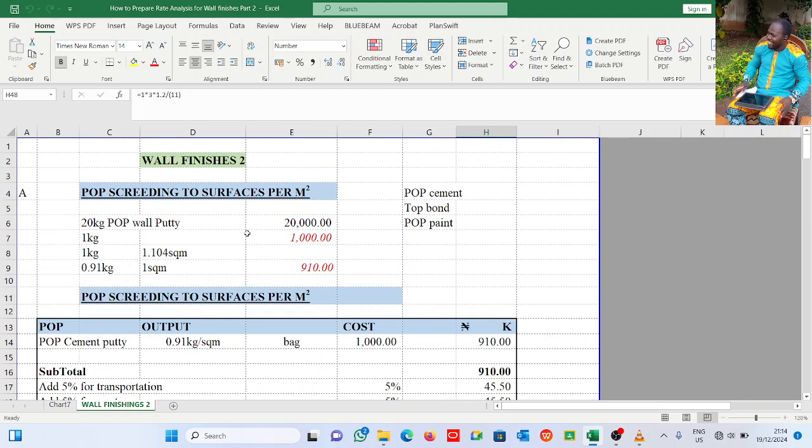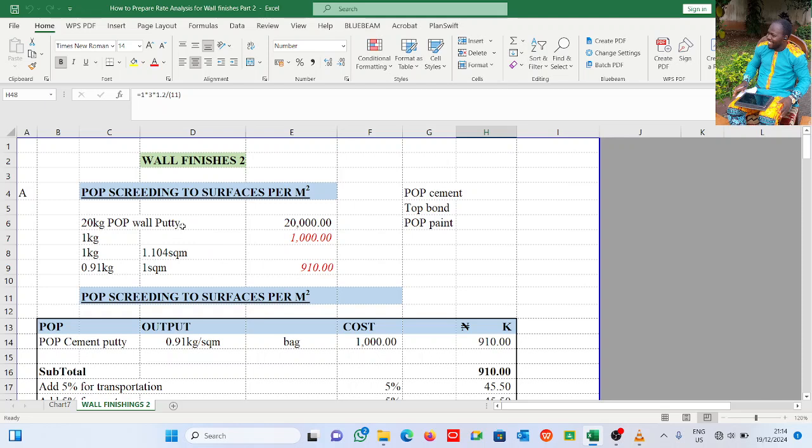In the previous class we talked about wall finishes and floor finishes. Here we talked about tiling to walls, screeding to floors, and different kinds of tile application. In this video we'll be talking about wall finishes also, but with respect to POP Wall Screed and then painting of different kinds. So let's quickly dive into it.